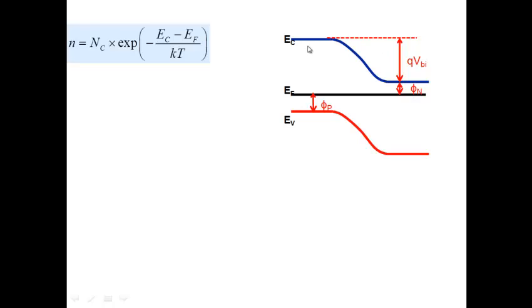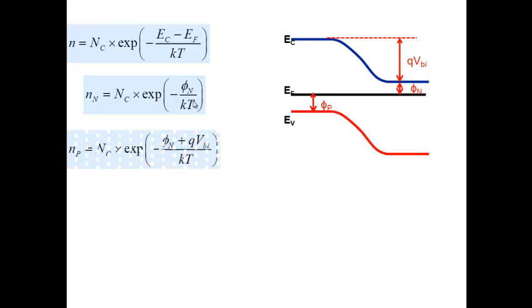Rather than adding up the energy increments and arriving at VBI, let's do it through a slightly different route. N equal to NC exponent minus EC minus EF by KT. So I can take a region somewhere here, and write down what is the electron density. So capital N refers to electron density outside the depletion region, somewhere here in the N region. So N is equal to NC exponent minus EC minus EF, which here is phi N, so we write phi N by KT.